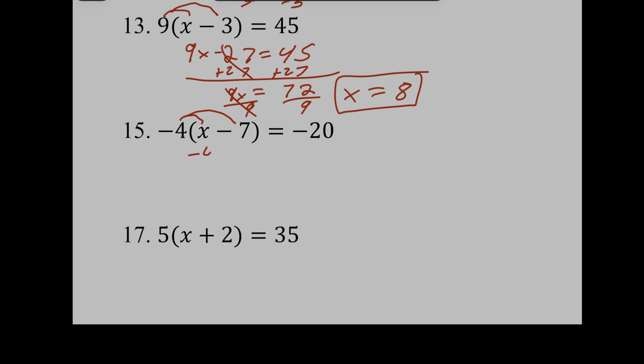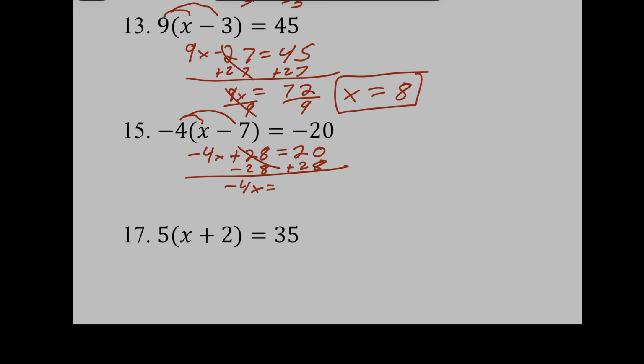-4 times x is -4x. -4 times -7. Don't say 7 with a minus or anything, just say it's -7. What's a negative times a negative? It's a positive. 28. And that's going to equal 20. So now I'm going to subtract 28 from both sides. Boom, die. -4x equals.